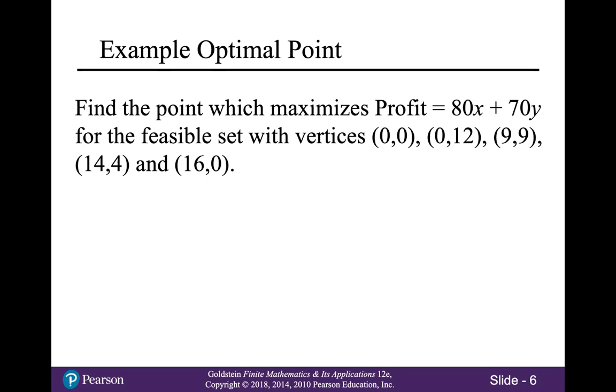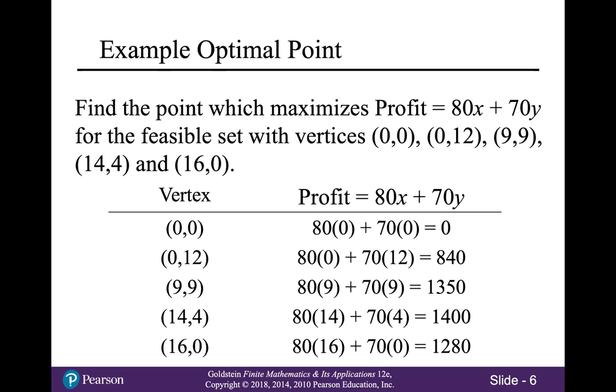So all you have to do is just make a chart, list all the vertices, and then plug all the vertices into the objective function. Notice that (0, 0) gives you the minimum value. Obviously, if you don't manufacture any chairs and any sofas, you're not going to get any profit. So that's not the point we're interested in.